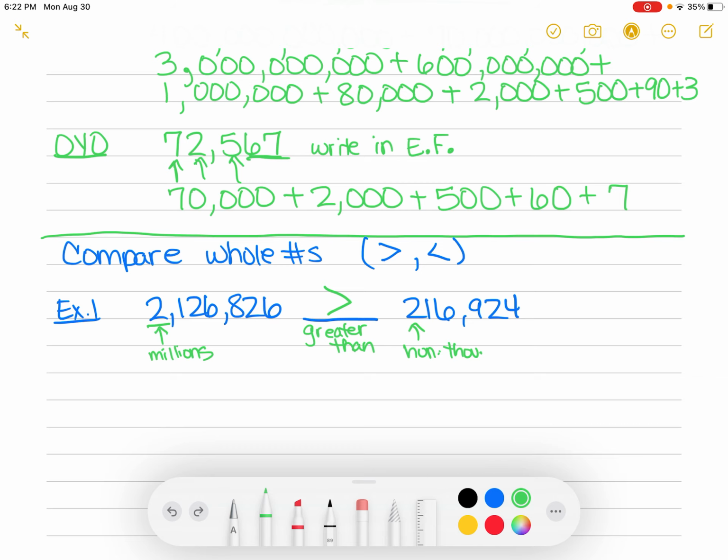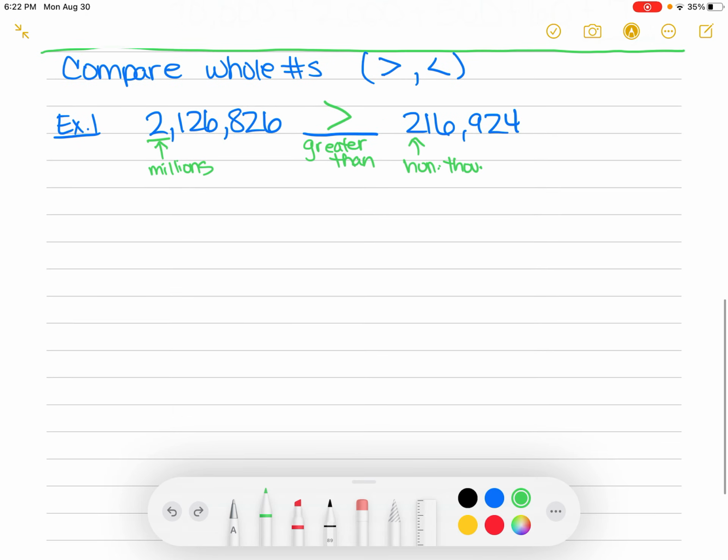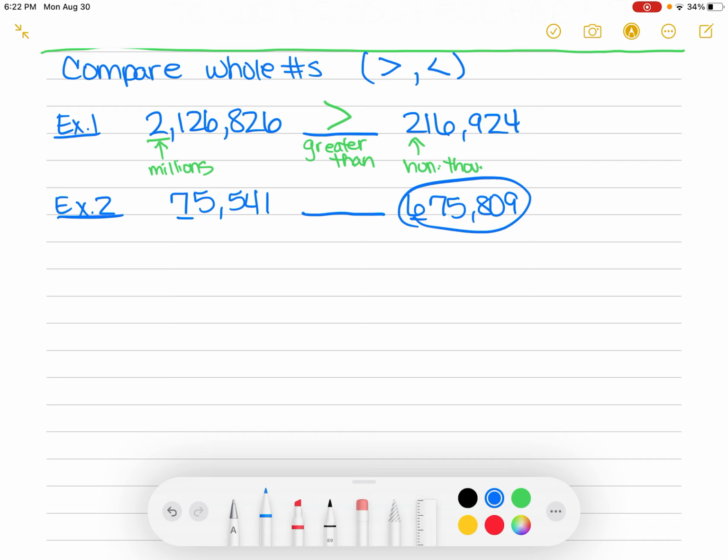So that's the first way to tell: what place is the very first number in. Okay, example 2. It's going to be the same thing. If I have 75,541 and 675,809, and I want to compare these two, I can't just look at the first number because this one has 6 numbers in it and this one has 5 numbers in it. So I need to look at the place value, because this one is a 7 and bigger, but it's in the 10,000s place, right? And this number is in the 100,000s place. So 100,000s is going to be bigger than 10,000s.